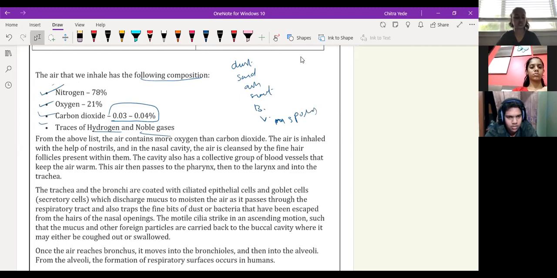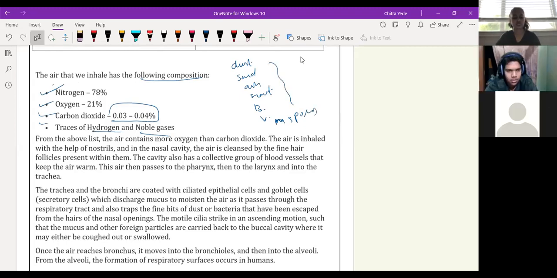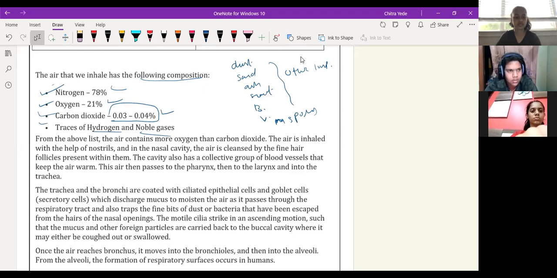Then we have other impurities. So all these are the composition of air, but mainly 78% nitrogen, 21% oxygen, and 0.03 to 0.04% carbon dioxide. Whatever we are breathing, we breathe all these particles. But nitrogen gas is not absorbed in our respiratory tract, in the lungs.